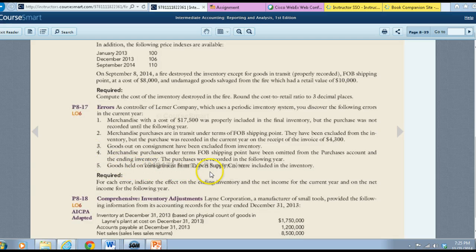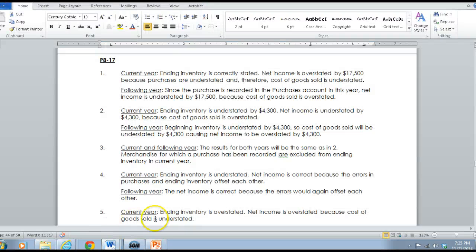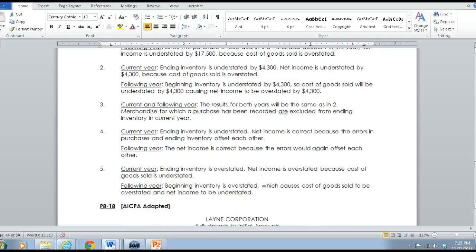Goods held on consignment from Talbert Company were included in inventory. So basically, we're showing greater inventory than we really should be because they're not our goods. They shouldn't have been included. So our ending inventory is overstated, and as a result, our net income gets overstated because our cost of goods sold was understated. Since the ending inventory is being overstated, our cost of goods sold got understated.